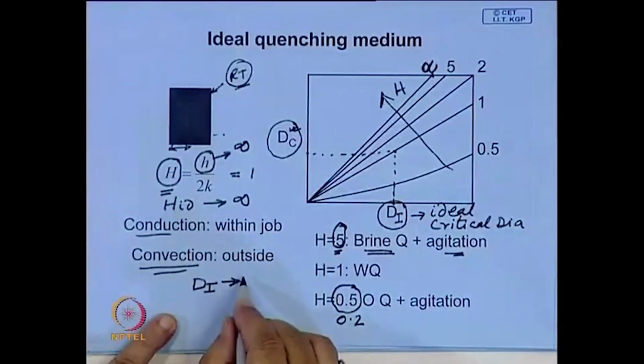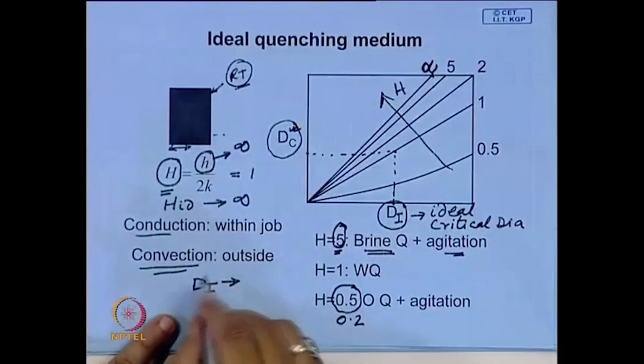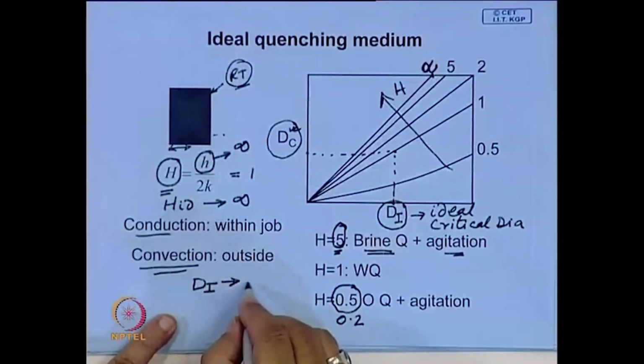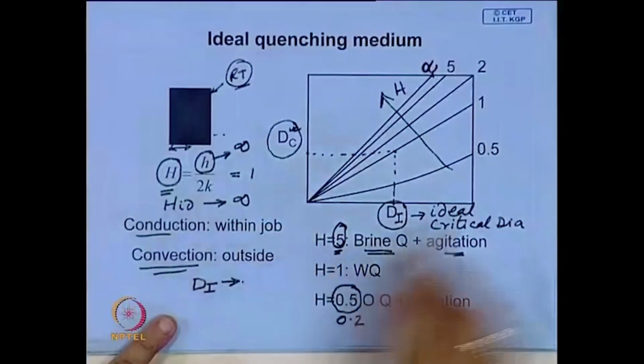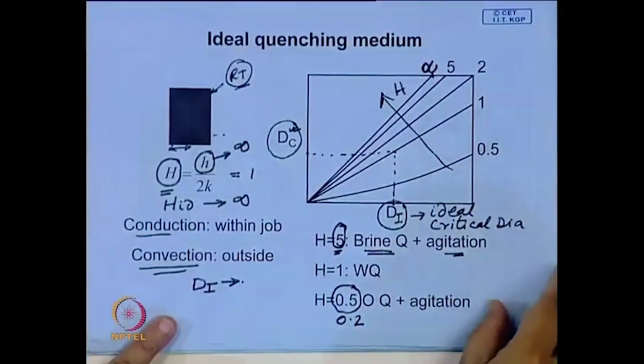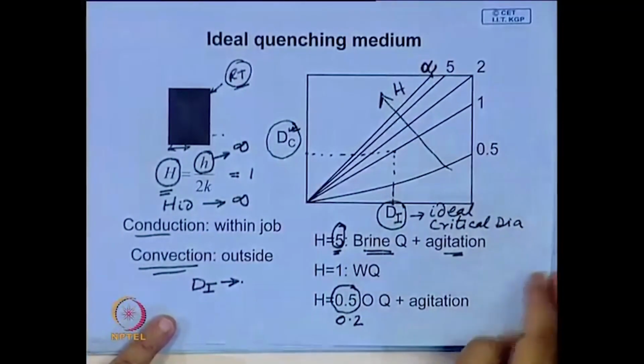If it is quenched from the proper austenizing temperature, then it will harden through and through. That means it will have 50% martensite, 50% pearlite at the center, and 100% martensite at the surface. So, this is a definition of hardenability. One can say ideal critical diameter is a good definition for hardenability.